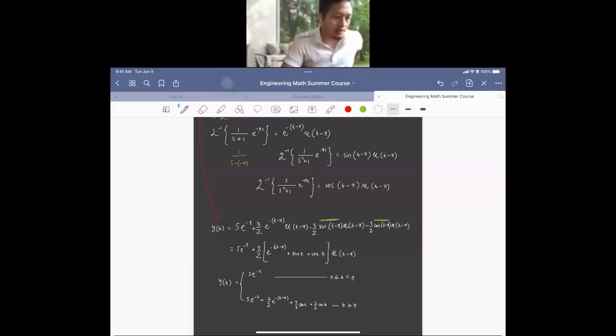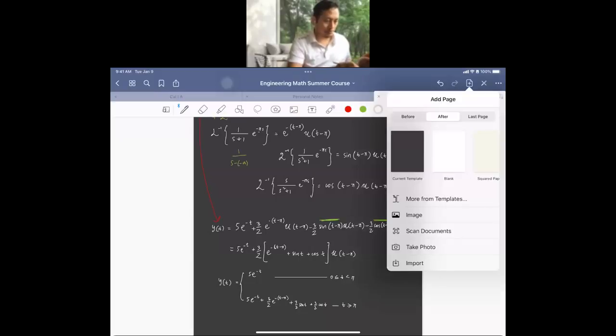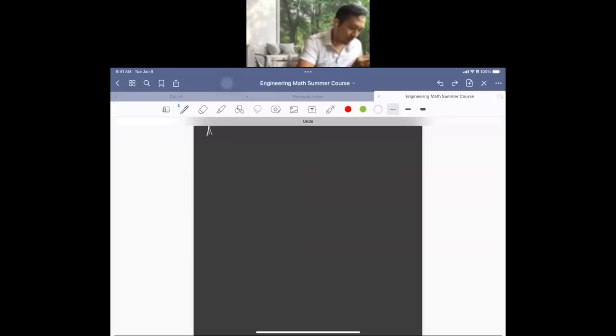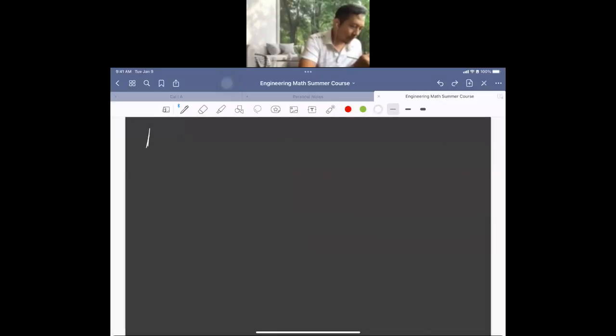Okay, we continue, and the next part is we will have another section. And we are going through. So after the Heaviside functions, we are going to look at some additional operational properties.